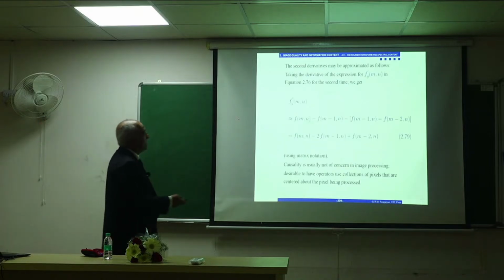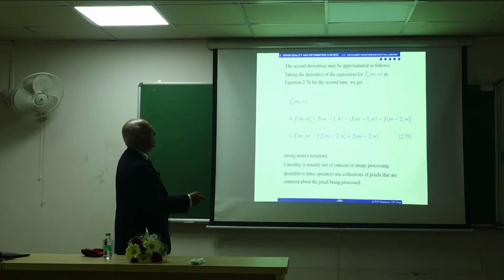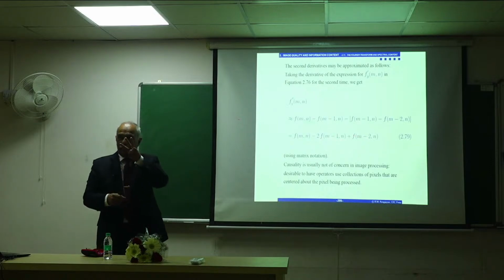You implement in this manner: the second derivative is f(m,n) minus f(m-1,n), minus the derivative at the other place, f(m-1,n) minus f(m-2,n). That turns out to be f(m,n) minus 2f(m-1,n) plus f(m-2,n). So it's a 3-point difference.